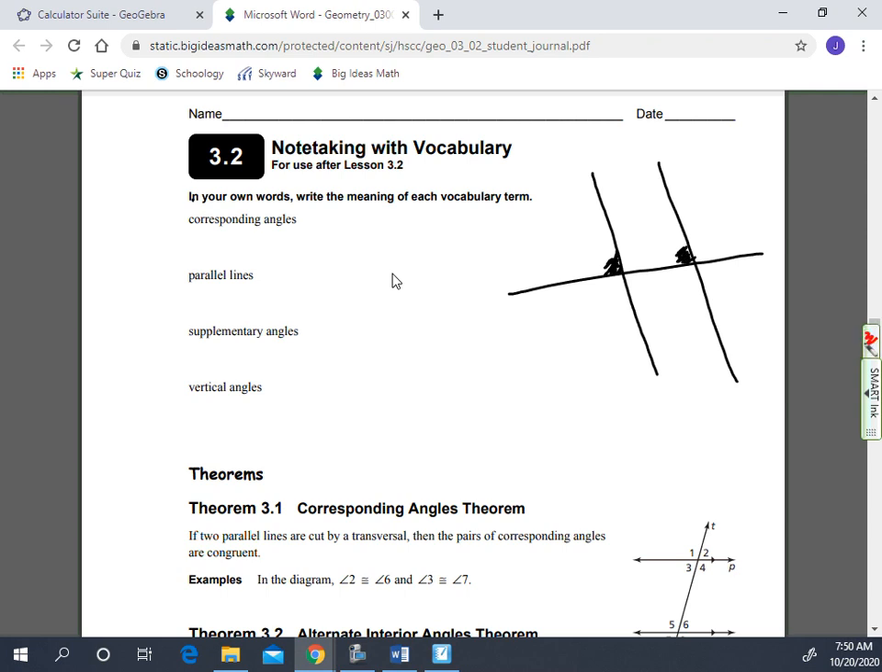I could do another corresponding angles. Red with red and red. I can do another pair for you to see. This one's above the transversal and on the right side. Above the transversal on the right side. Right, those are corresponding angles.